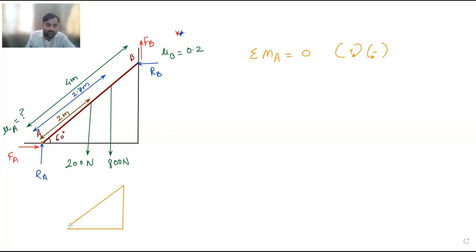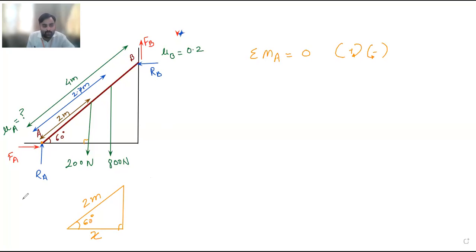See, suppose now this is the triangle. This length is 2 meter. We want to calculate this, this is x. And this angle is known to us, it is 60 degree. Here this angle is 90 degree. So now we want to calculate this x.